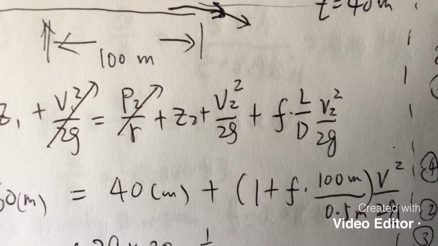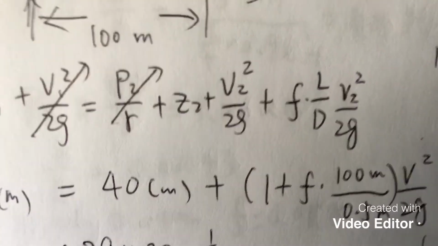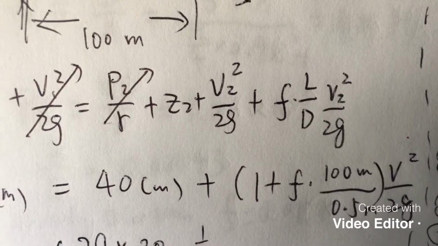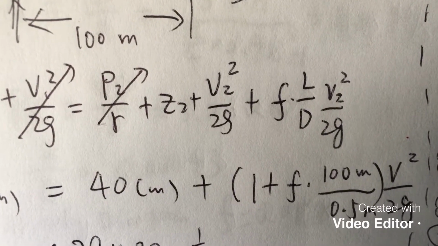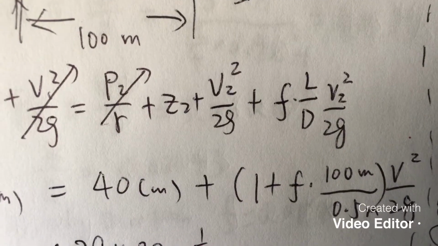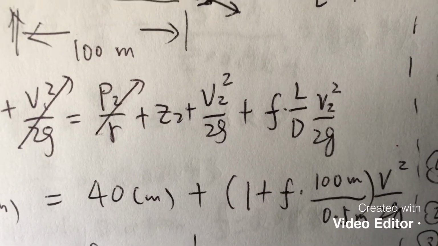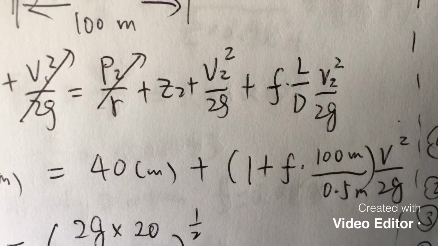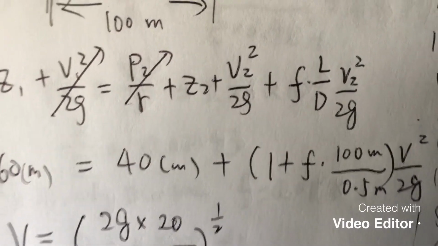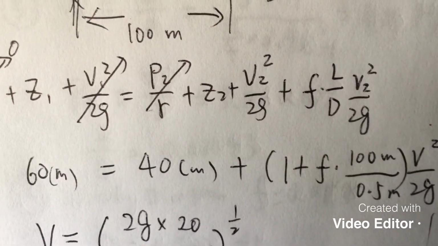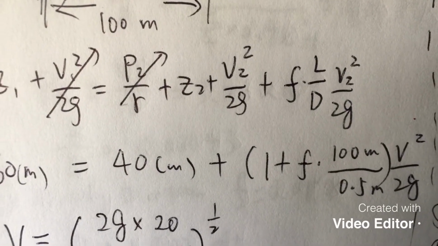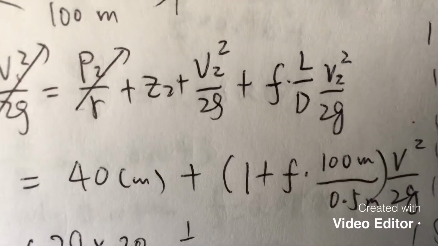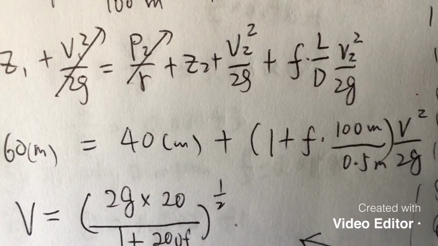Okay, let's group the last two terms together. Okay, both have V square over 2G, right? So it becomes 1 plus F times L over D, right? Then parentheses, then times V square over 2G, okay? So this is an equation with two unknowns. Again, similar to the previous problems, they have two unknowns in this equation, F and the V.